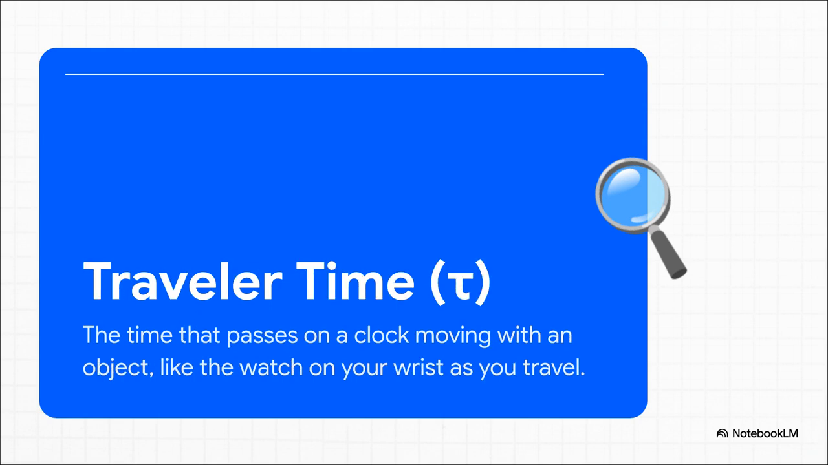And then there's clock number 2, traveler time. This one's easy. It's the watch on your wrist. It's the clock in your car's dashboard. It's the time that you, the traveler, are actually experiencing. This is your personal time.